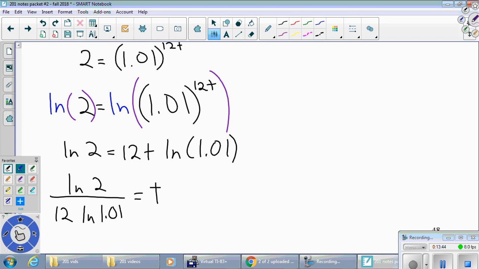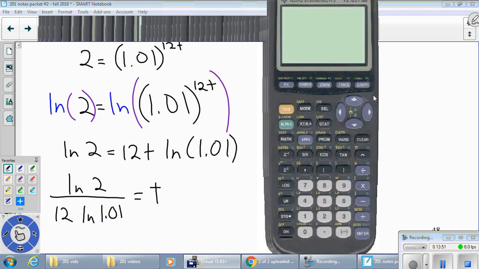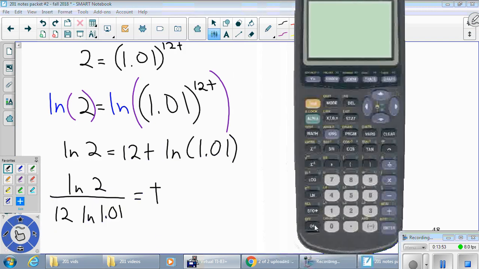That's an exact answer. If you want a decimal approximation, of course, you can use the calculator. We'll do that because we haven't used the log button yet. So my calculator has 2 log buttons. It's got the common log and it's got the natural log. I chose natural log here. So ln of 2 divided by, make sure we get parentheses around the bottom, 12 ln of 1.01. And so look at our decimal there.